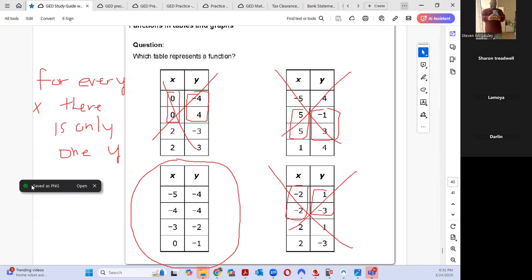So, Lamoya, you said I just be putting numbers in there. I don't know what they want. Right? That's what you said. I'm going to give you the easy answer. Your x's can't repeat. That's it.